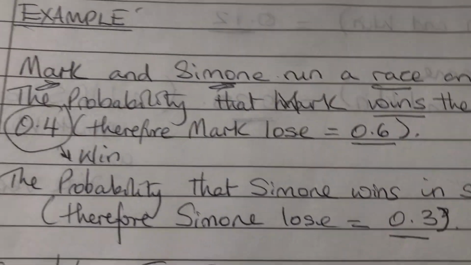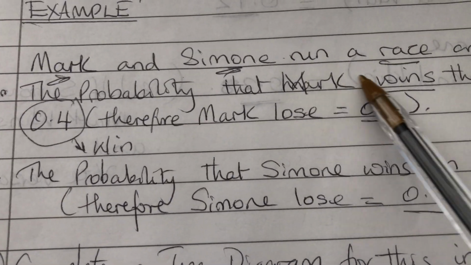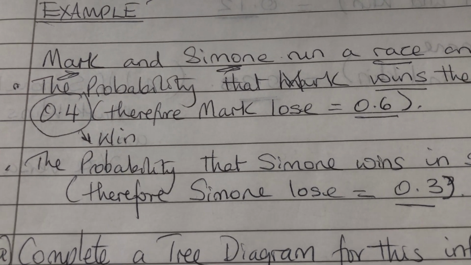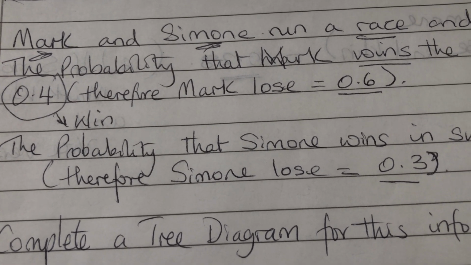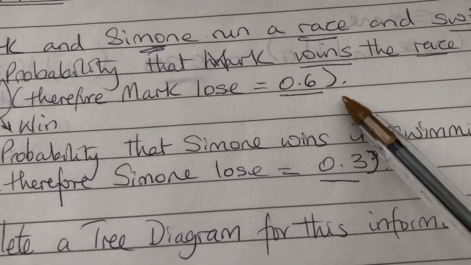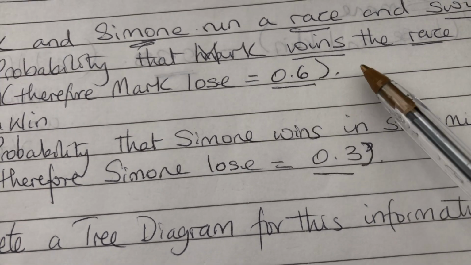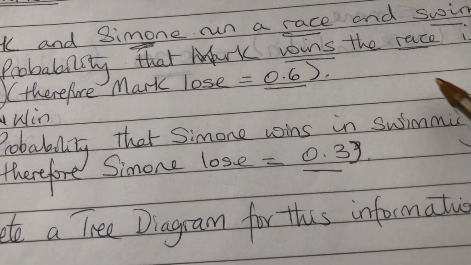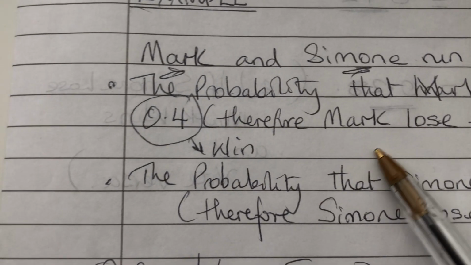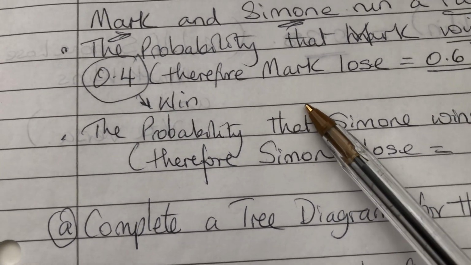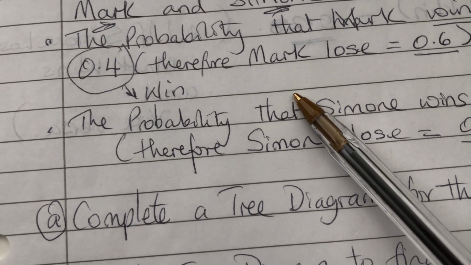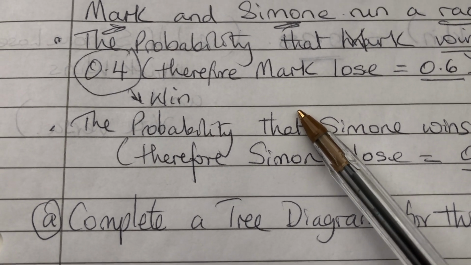Now, there's another one here, which I want to quickly show you before we leave today. Mark and Simon ran a race and swim. So they both ran a race and they swim. The probability that Mark wins the race is 0.4. Here they are giving the probability in decimals.